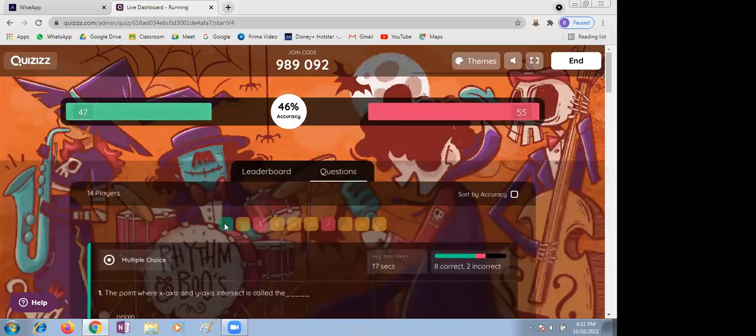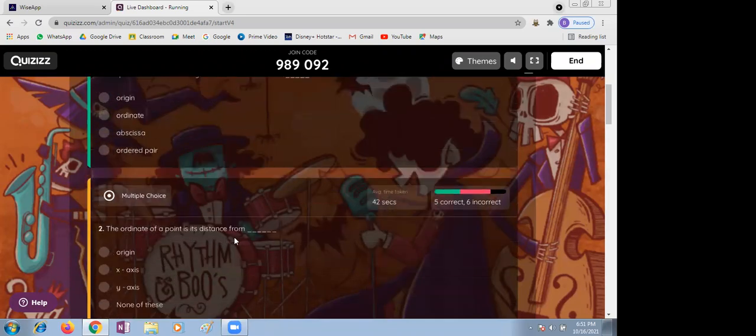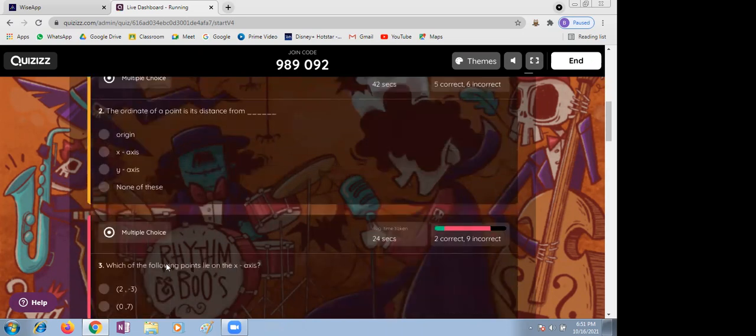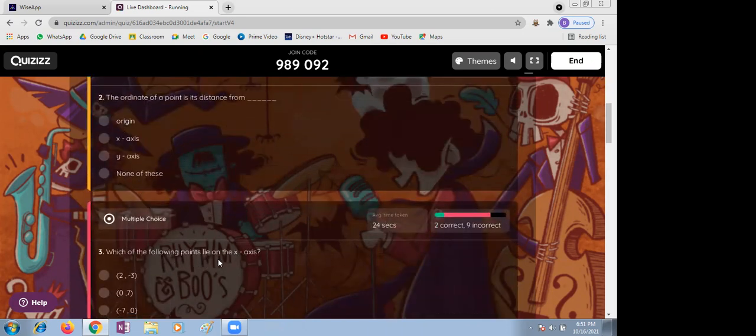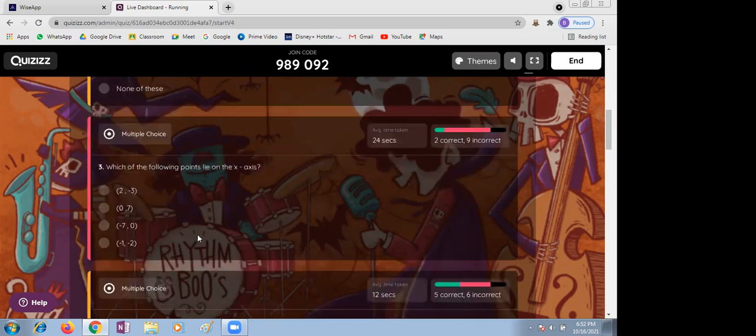This is not the class 7, I think. The point where the x-axis and y-axis intersect is what? Origin, right, that's correct. The ordinate of a point is its distance from the x-axis. Next, which of the following points lie on the x-axis? Y equal to 0, so (-7, 0). Okay, x-axis means y value is 0, children.